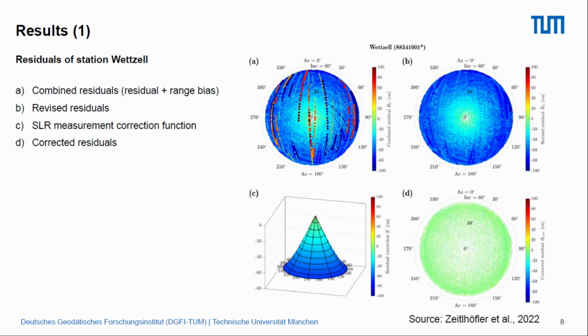Now some pictures of how the residual behavior looks. In plot A, you can see the combined residuals with the outliers. In plot B, you can see the revised residuals, which were used for the parameter estimation. The correction function looks like this for the station Wettzell. And afterwards, you see the corrected residuals, which are close to 0.